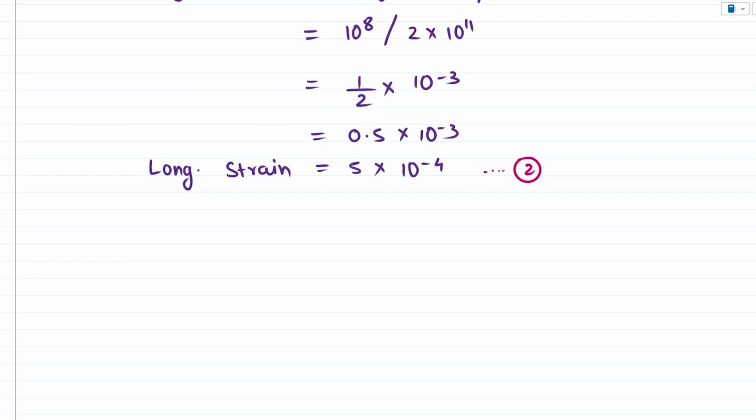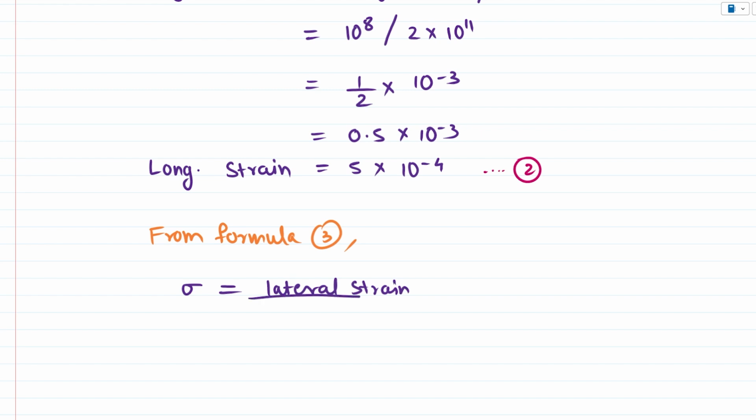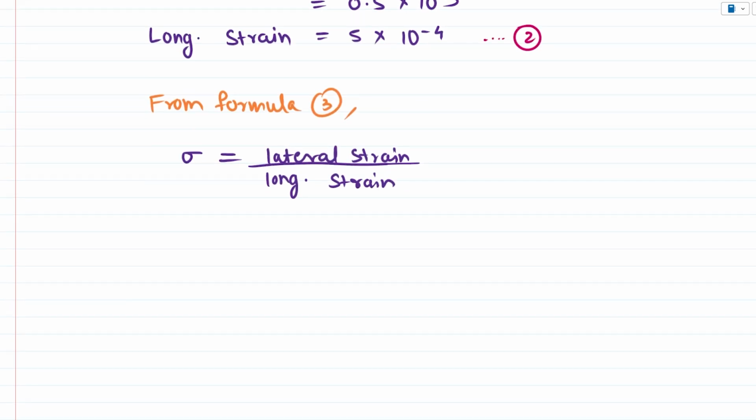So with this, now I can say from formula number 3, I get the Poisson's ratio. The symbol to indicate Poisson's ratio is sigma, and by definition Poisson's ratio is lateral strain divided by longitudinal strain. Okay, so let's substitute the value of lateral strain. That's given to us, and that value was 1.455 into 10 raised to minus 4, and the value of longitudinal strain as we calculated in equation number 2 is 5 into 10 raised to minus 4. We got this value of longitudinal strain from equation number 2.